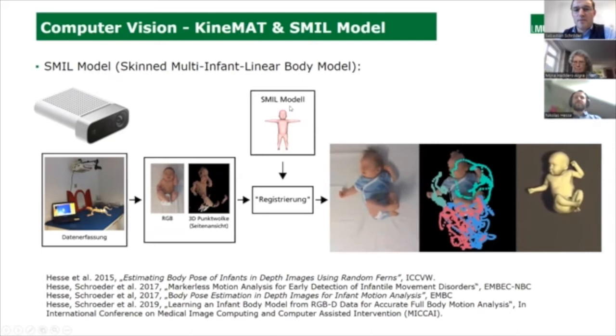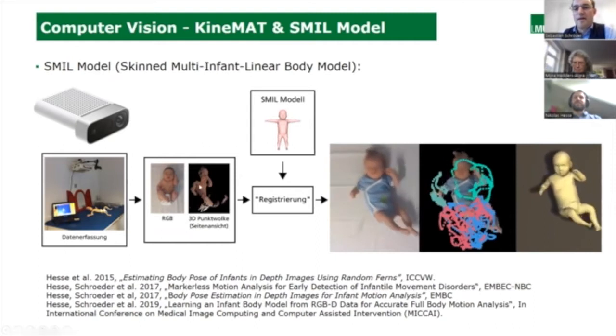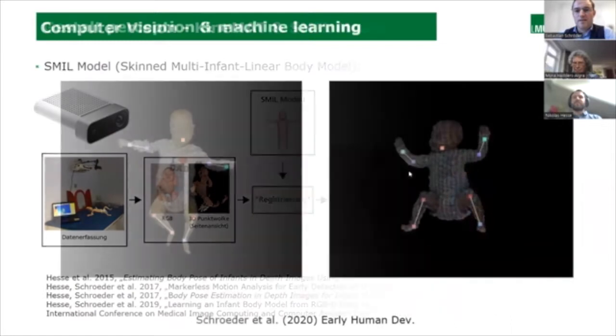That means that we have an infant body model, a SMIL model, which is then frame by frame registered with the point cloud surface of the infant. So frame by frame, this body volume of an infant is fitted underneath this surface mesh. And by that, we develop a digital full body model of spontaneous activity of the infant. And with this digital full body model, we can then go on and put it into further analysis.